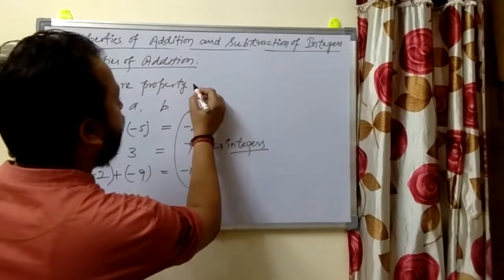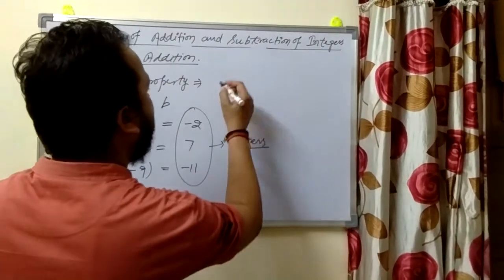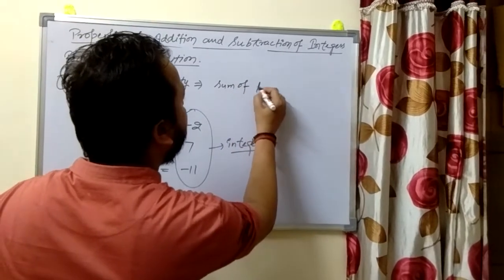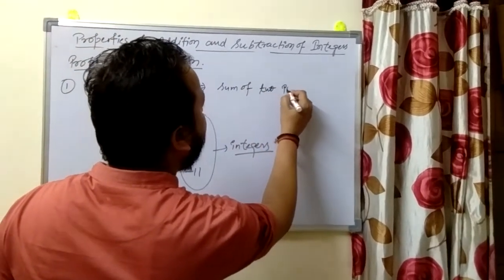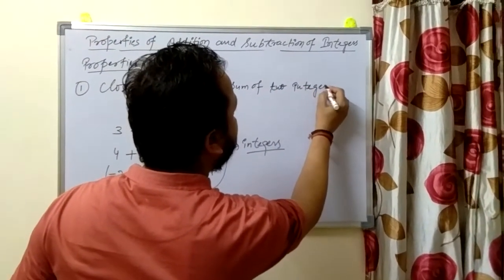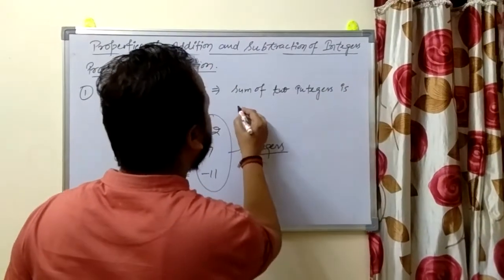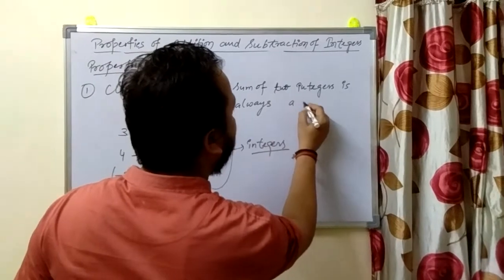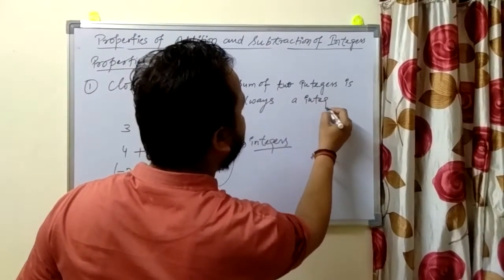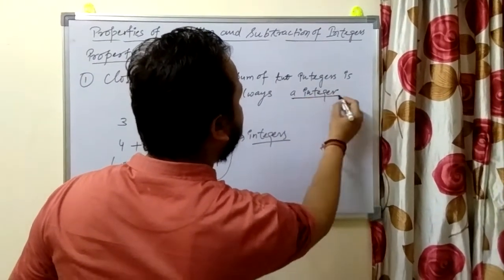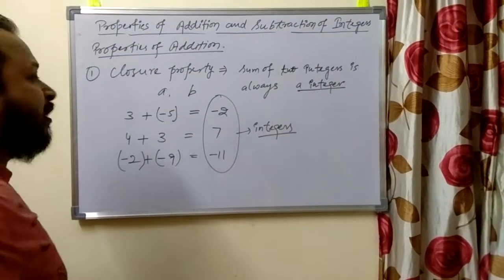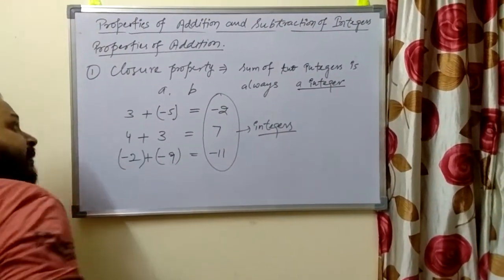So the closure property states that the sum of two integers is always an integer. Right? So come to the next property.